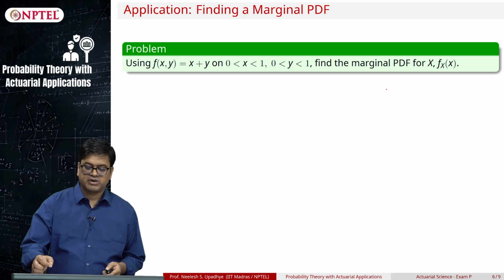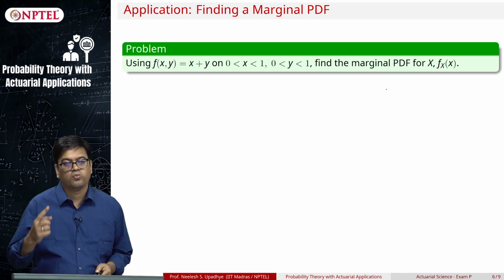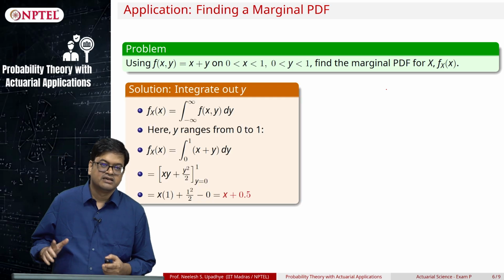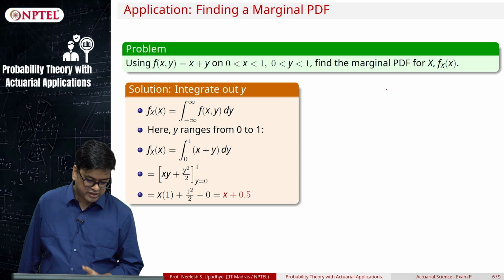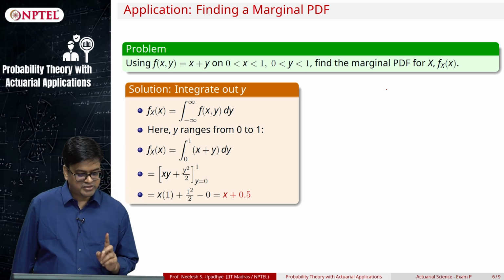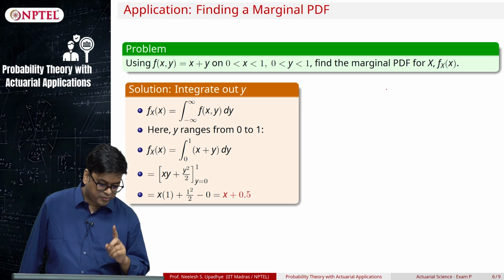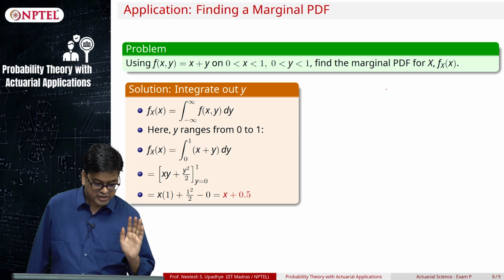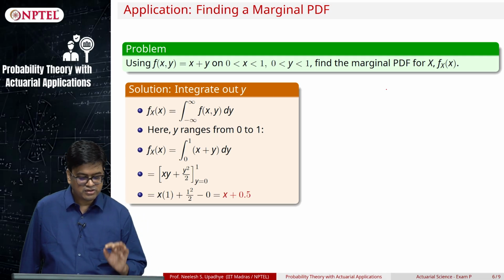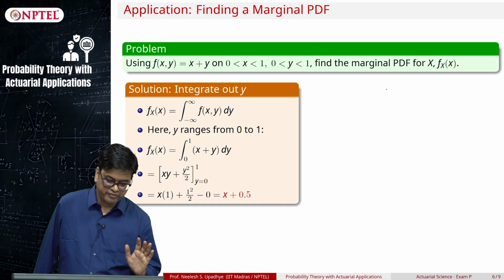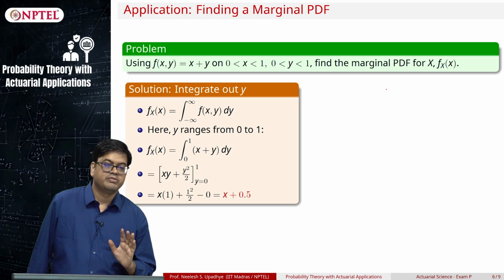Let us find the marginal PDF for f x. What should I integrate over? I should integrate over y. If that is clear, it is very easy. You just integrate this over y, which ranges from 0 to 1, and x is constant for me. So, that will contribute a constant, and y will contribute y square by 2, which we have already seen. Y square by 2 evaluated from 0 to 1 will be 1 by 2, 0.5, that is all. So, x as it is plus 0.5 will be the answer.